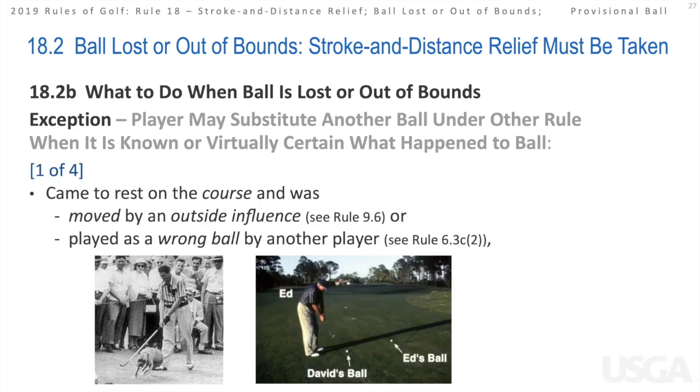A couple of these examples would be if the ball came to rest on the course and was moved by an outside influence. In this first picture on the left, the player is getting ready to hit a shot and a dog comes by and takes the golf ball. Another situation would be if a player accidentally plays the wrong ball. Ed here is getting ready to play a shot. He ends up hitting David's golf ball. In that case, you can substitute a golf ball. You don't have to take unreasonable time to go get the golf ball that was hit by Ed for Dave to be able to play his shot.